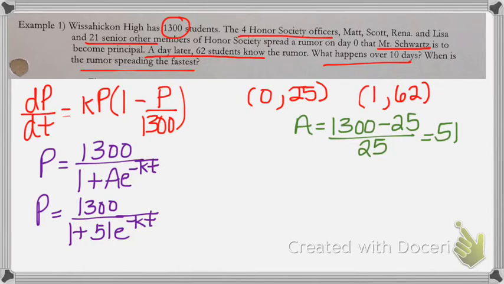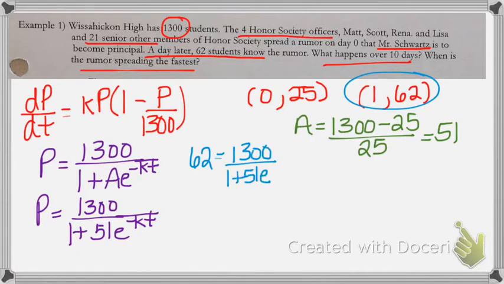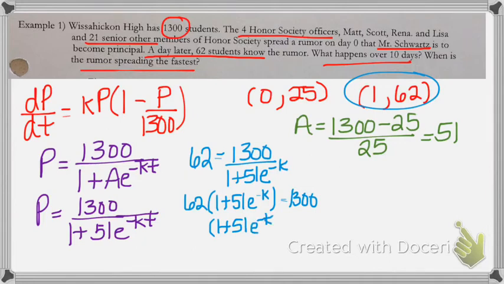Alright, so now I can solve for K. And that's what the 62 is for. We're going to plug the 62 in for P. And then the T is 1, so that's just a negative K. Cross multiply. Divide by 62, and then you'll subtract 1.